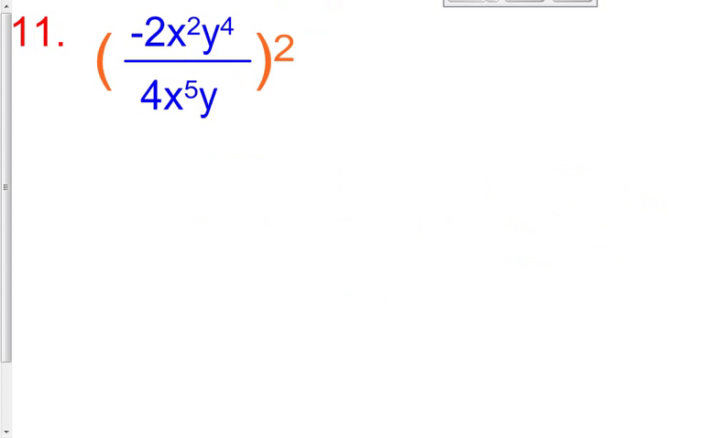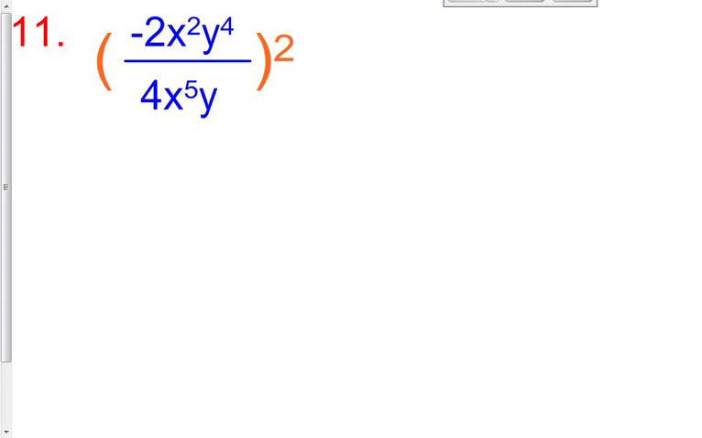Our last one of this type is going to be using a few different properties. We have a quotient inside the parentheses, and we have another exponent on the outside of the parentheses. So there's actually 2 ways that you can do this. You could square everything first, so square the negative 2, square the x squared, square the y to the 4th, square the 4, square the x to the 5th, and square the y. As you can see, that might get a little bit messy. I think it's more inefficient to do it that way. I wouldn't recommend it. What I would recommend is simplifying the parentheses first, and after simplifying the parentheses, then square everything.